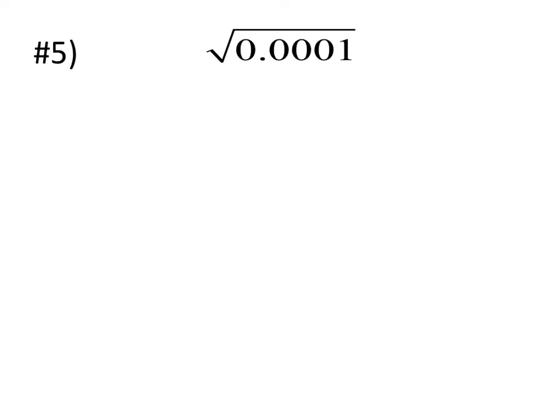When you're talking about square roots and decimals, on this one you've got 3 zeros and then a 1. So when you want to find the square root of it, you're just going to take 2 of those zeros away. And so the square root of 0.0001 would just be 0.01.